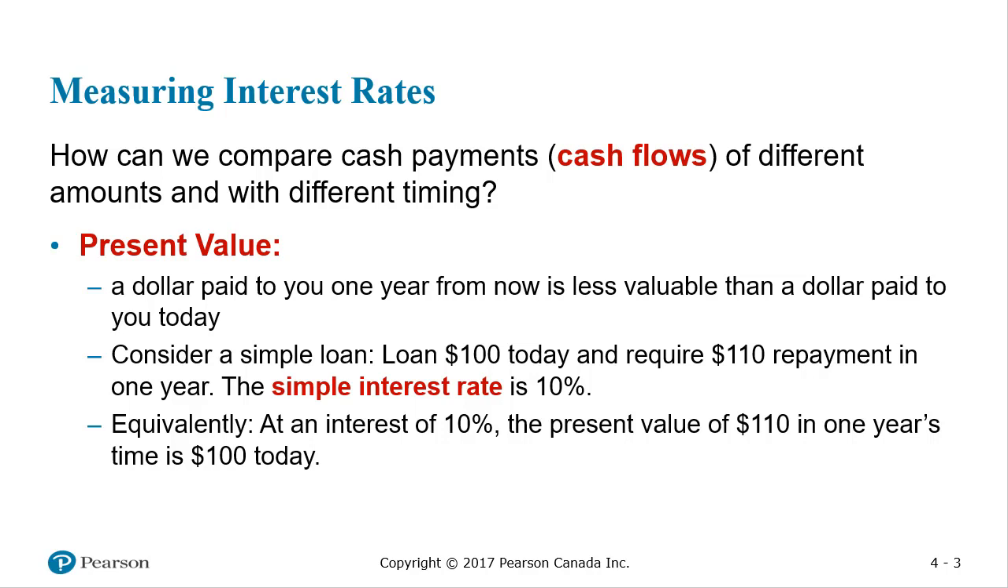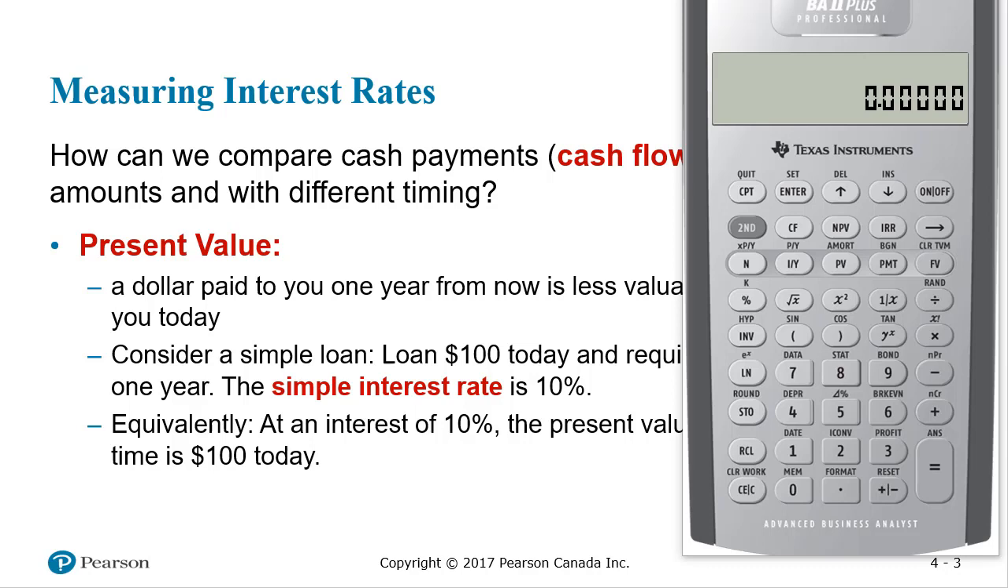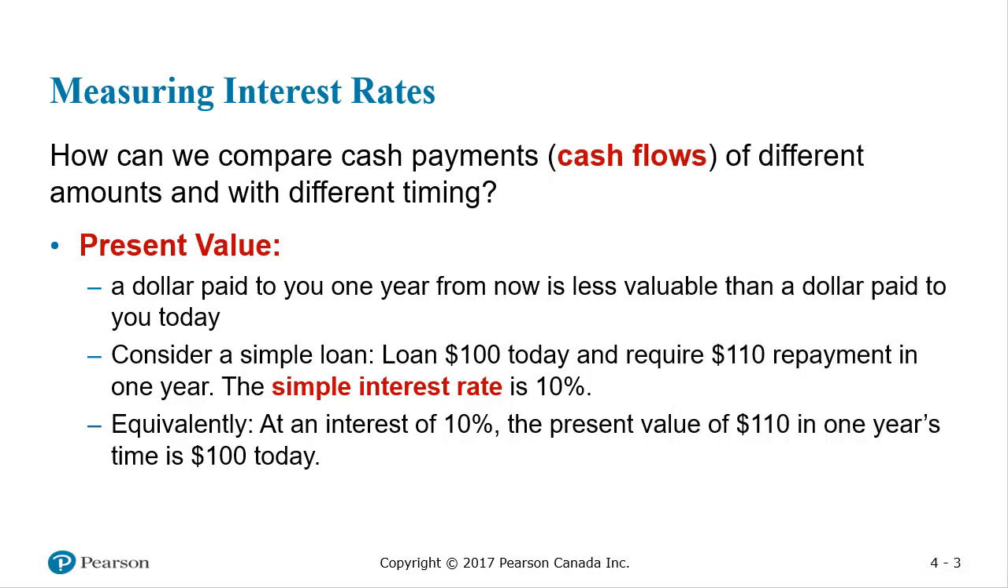So consider a simple loan. Loan $100 today and require a $110 repayment in 1 year. The simple interest rate is 10%. Let me bring up the calculator and show you. So if we have $110 ending minus $100 beginning, and we divide that by $100, the beginning, ending minus beginning divided by beginning, and we get 10%. So equivalently, at an interest rate of 10%, the present value of $110 in 1 year's time is $100 today.